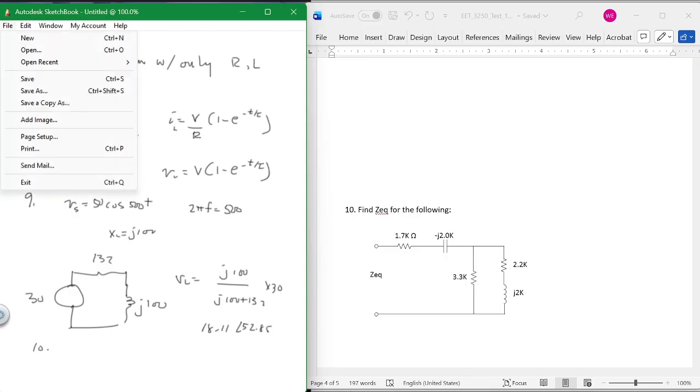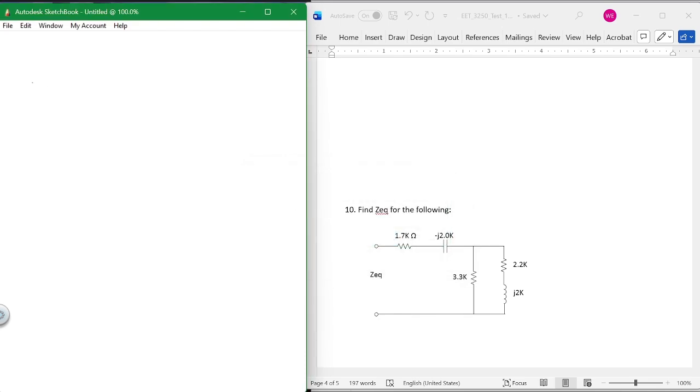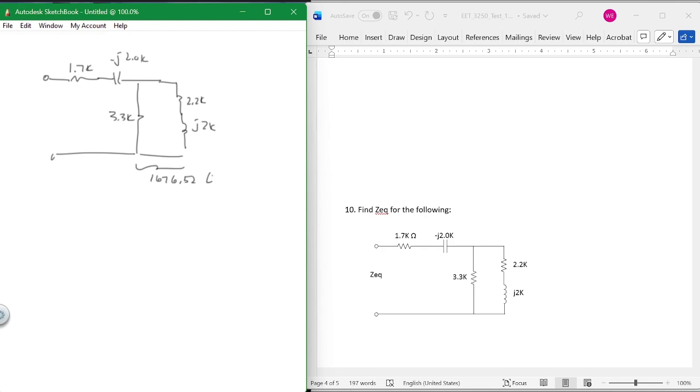Let me just start from scratch. All right, so here you start. It's 1.7K, then minus j2, and then you come over here and you've got 3.3K, and then 2.2K, and then j2K. The goal is to get this part first, and it's 1676.52 at angle 22.29. Then you add that to the others, so Z total equals 1.7K minus j2.0K plus 1676.52 at angle 22.29, and I got 3525.8 at angle minus 22.76, something like that.